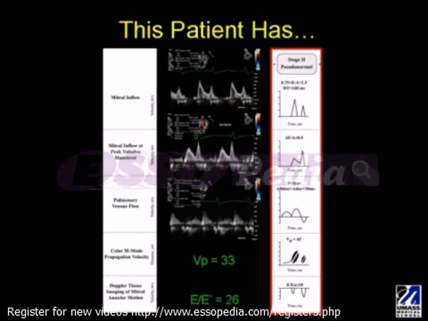And you see that the S is less than the D wave, and the pulmonary vein A wave duration is significantly greater than the mitral A wave duration. The velocity propagation is less than 50, and the E to E prime ratio is 26. So I just showed you two examples that have excellent concordance with what has been published in the literature demonstrating the different variables used for the assessment of diastolic dysfunction.